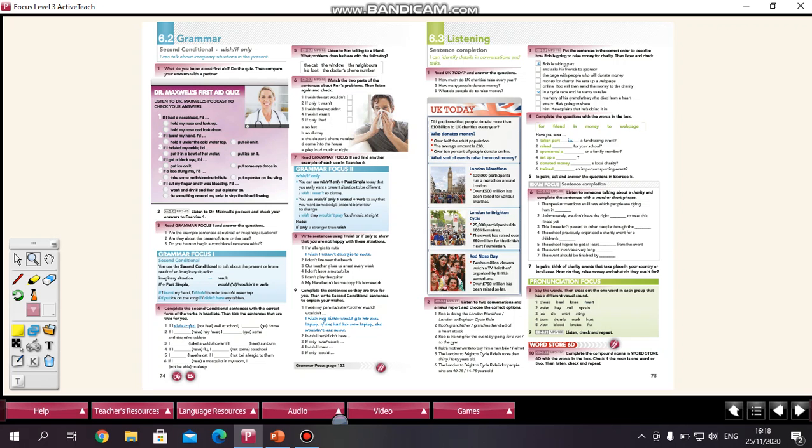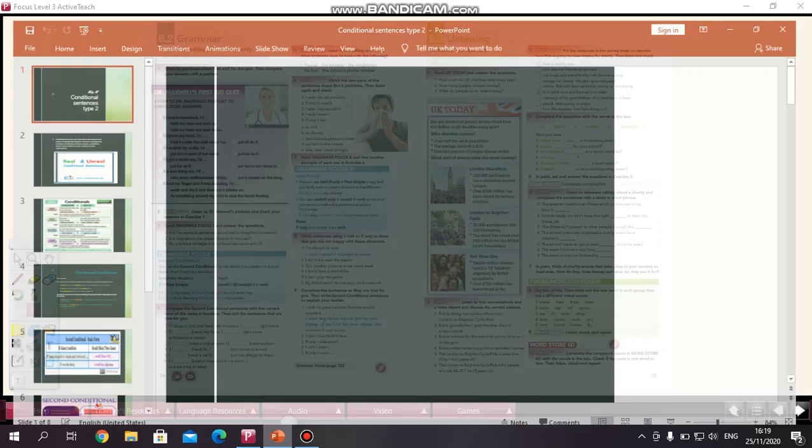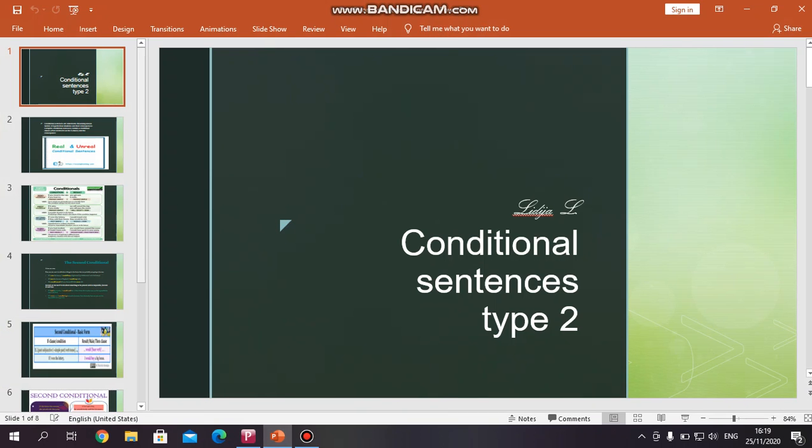Hello again. As we already said, we will continue this Unit 6 with some grammar structures, and today we are going to deal a little bit with the second conditional sentences, and later on we are going to focus on these wish and if only structures. Okay, for the beginning, I would like to show you a short presentation on conditional sentences that you can also find on your school site.